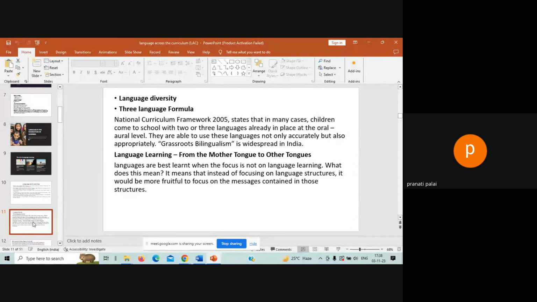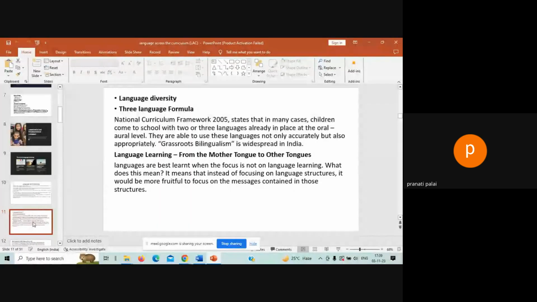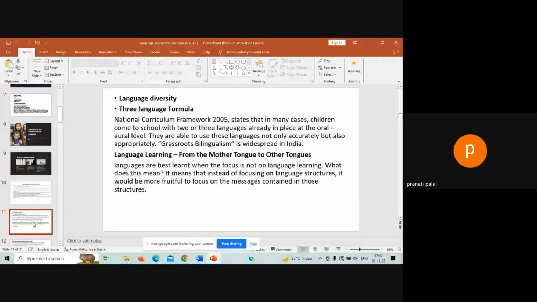Okay. So, language learning from the mother tongue to other tongues. Languages are best learned when the focus is not on language learning. What does this mean? This means that instead of focusing on language structures, or whether the child is saying the language appropriately or accurately or not, the focus should be on whether the child is using the language meaningfully or not. Some meaning is coming out of that language. If the meaning is coming out from the language, then we should allow our students to express their ideas.